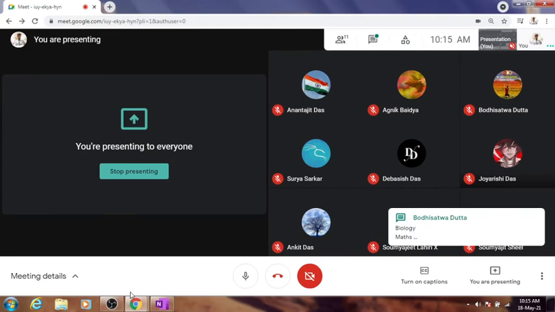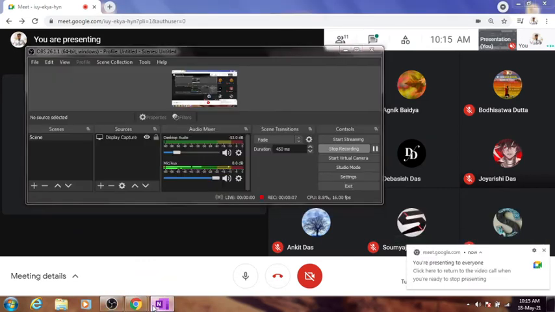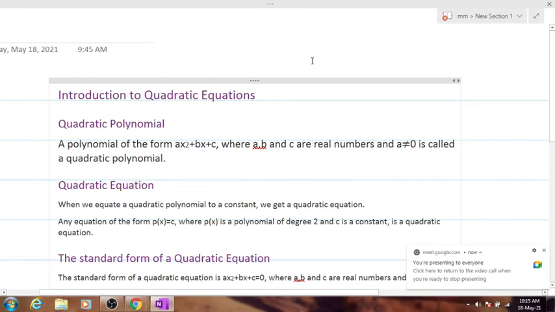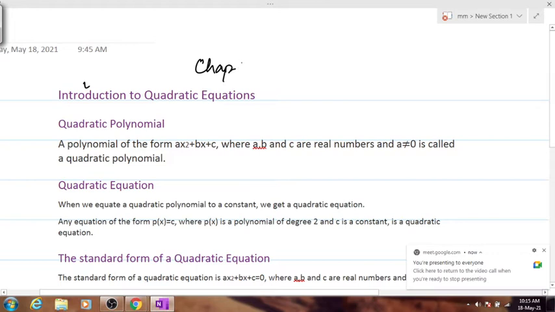So today we'll be starting off with a new chapter, which is quadratic equations. This is our chapter number 4, chapter number 4 of NCERT. I hope people can see the screen.